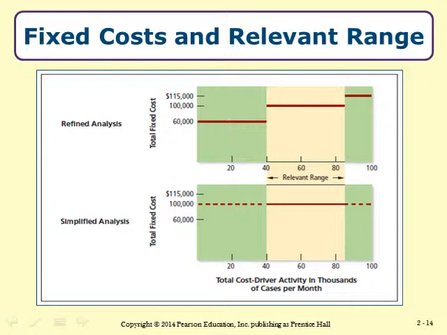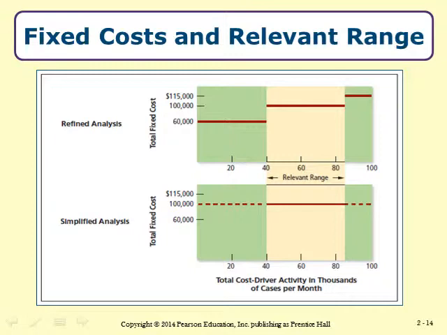This figure, Exhibit 2-6, graphs these assumptions about cost behavior. The top figure shows a refined analysis that reflects all of the complexities we just discussed. The bottom figure shows a simplified analysis that focuses only on the cost in the relevant range, ignoring the issue of cost behavior outside the relevant range. Within the relevant range, that is highlighted yellow, the refined and simplified analyses coincide.